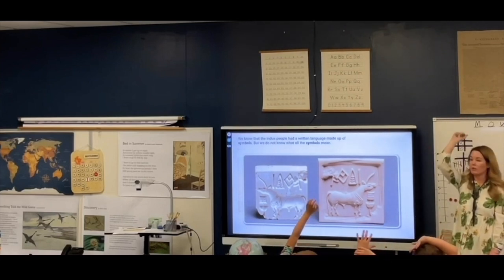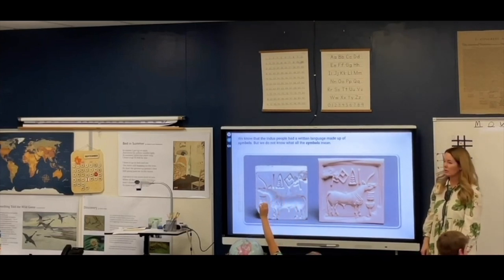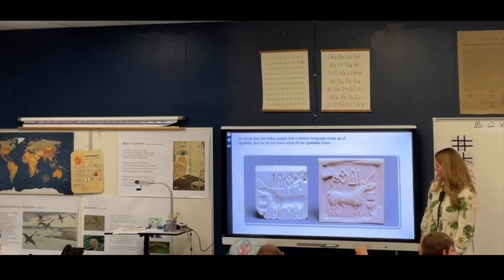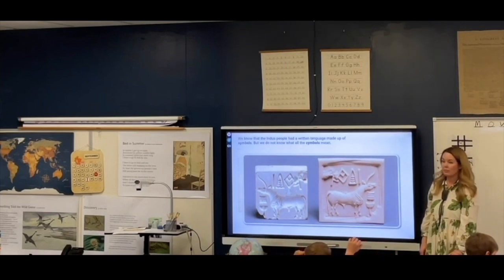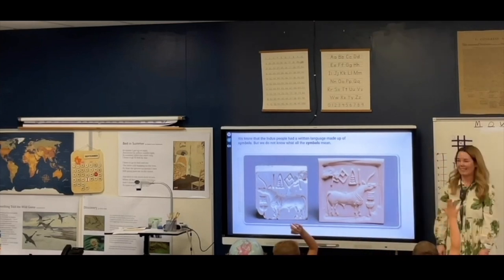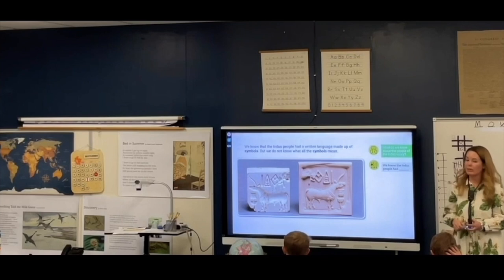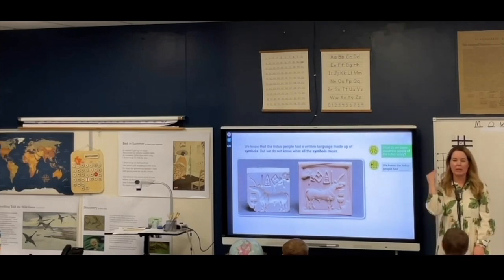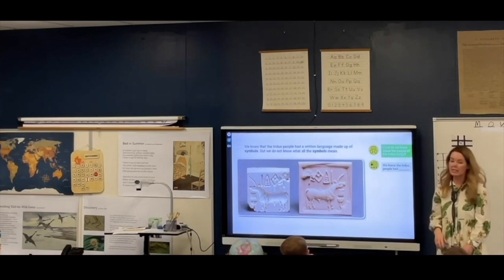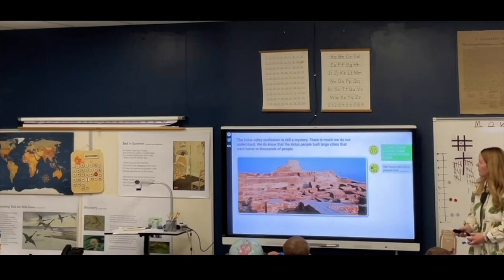All right, all hands up. Let's get some more ideas. Sophie, what do you notice? The animals. What kind of animal does it look like to you? A cow? Yeah, looks like a cow. A bull, maybe. We know that the Indus people had a written language. What do we know about the Indus people, everybody? They had written language. And they use symbols. Do we know what those symbols mean? No. We do not.